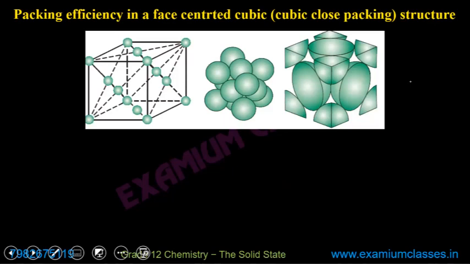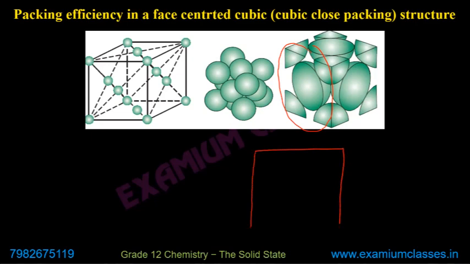Now packing efficiency in face centered cubic. This one is slightly trickier than the simple cubic. Then body centered is even trickier than this one. So understand this one. Now see just one side view. If you draw this view, you have one atom at the face in the center. Then you have one atom here, one atom here.